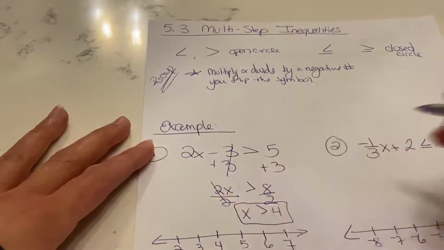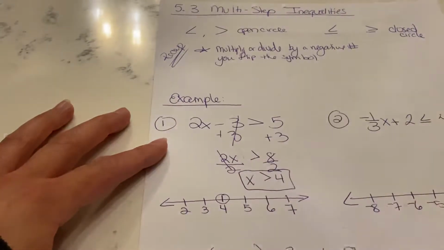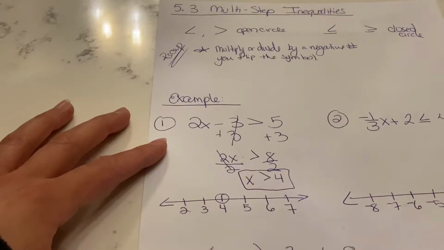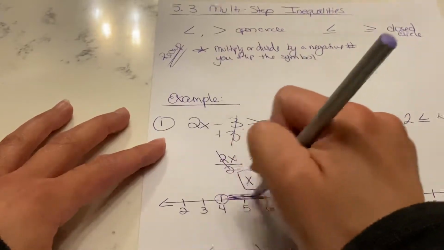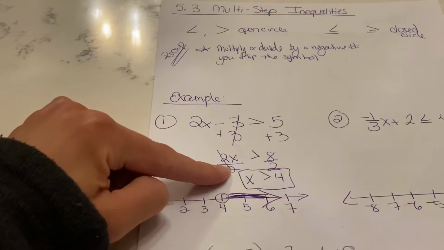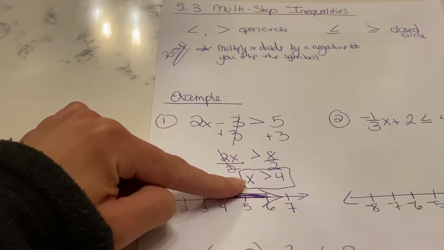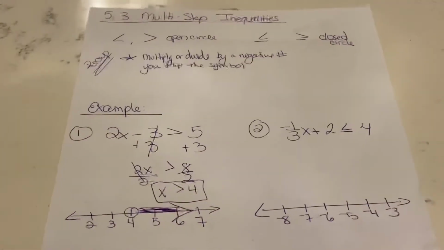I box it in. All right, so now I'm gonna plot the point. Open circle at 4. It says x is greater than 4. So I gotta shade to the right. So as you can see, I'm showing the steps of how to isolate the x. After I get the solution, I do the graph. Okay, let's go to the next one.